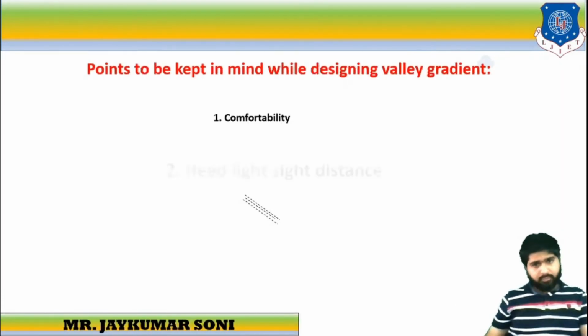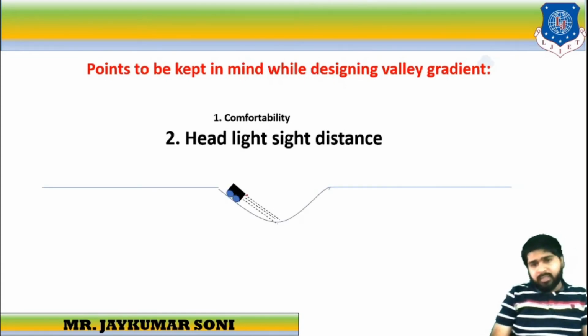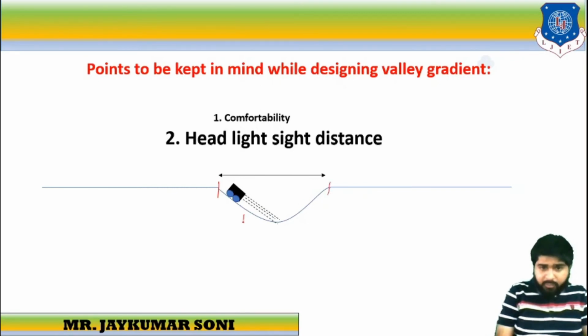Now let us discuss another criteria, that is headlight sight distance. See, let us assume that I am traveling over the road, my vehicle has reached over here. Now this is the headlight. So in this condition, as a driver, I will only be able to see this stretch of road due to this headlight. So my length of curve will be from this point to this point. It will not be this point to this point. Okay, keep it in your mind. This will be my L.